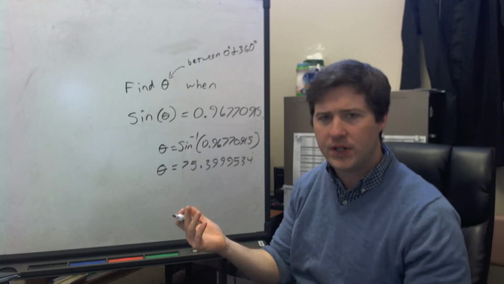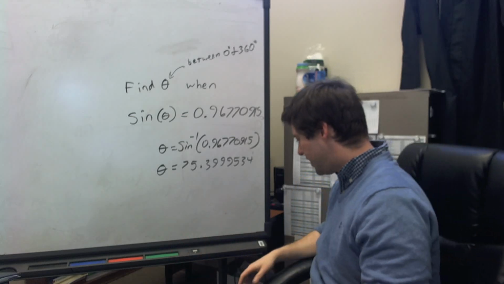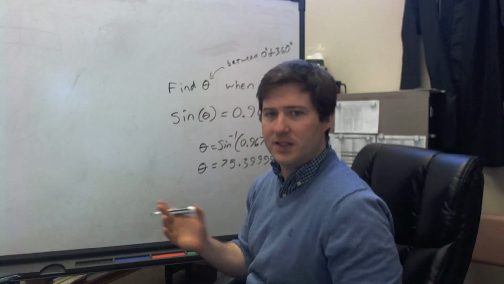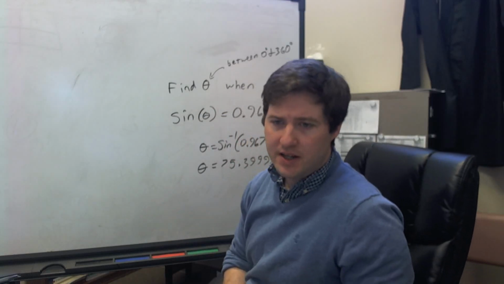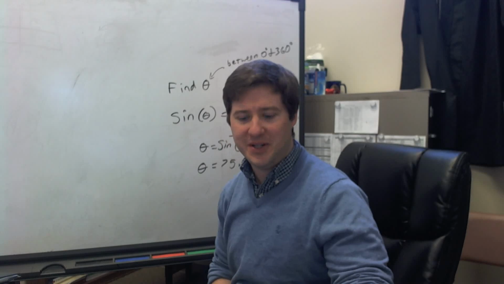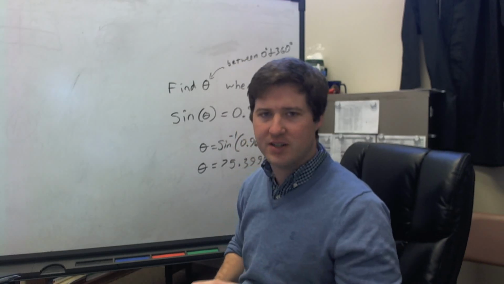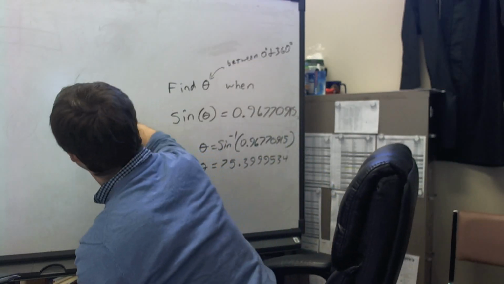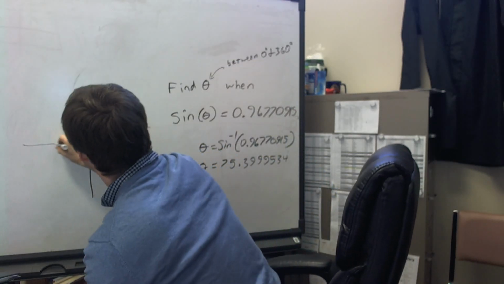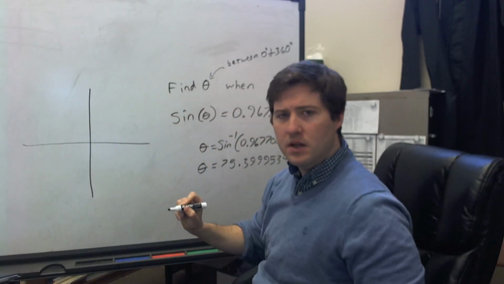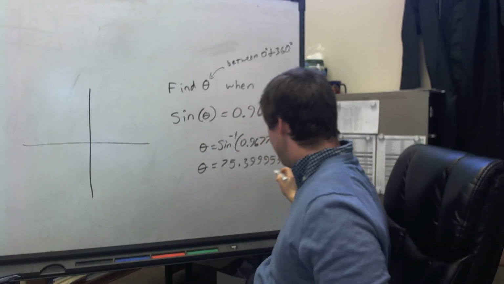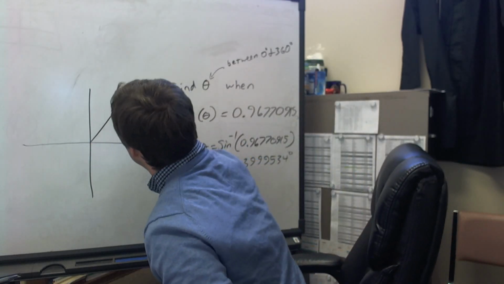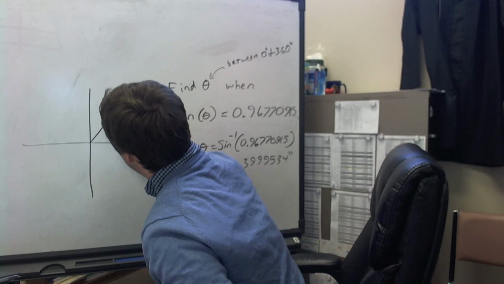How do I find that? Well, I'm going to use reference angles. We just had a section on reference angles. After watching these out of order, maybe you didn't watch that, so it's going to be pretty confusing. Hopefully you've watched the section on reference angles. So our angle, 75.3999534 degrees, is about right there.